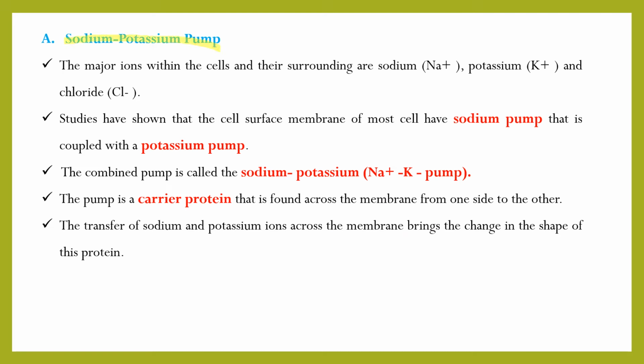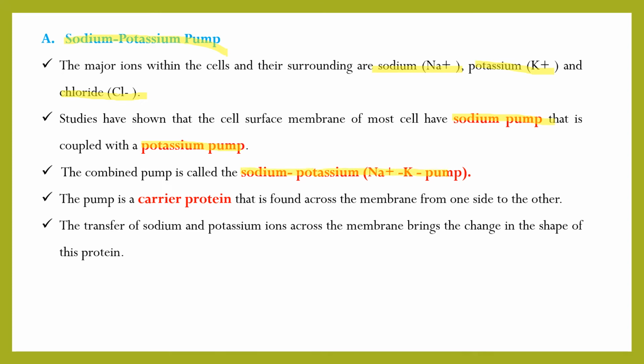Sodium-potassium pump is a good example of active transport. The major ions within the cells and their surroundings are sodium ion, potassium ion, as well as chlorine ion. These ions are found in the cell as well as their surrounding cell surface. Studies have shown that cell surface membranes of most cells have sodium pump, which is coupled with potassium pump. So the combination of these two pumps is known as sodium-potassium pump.